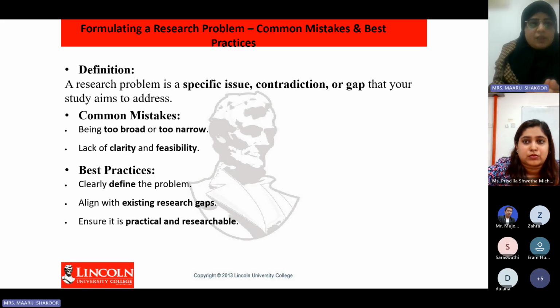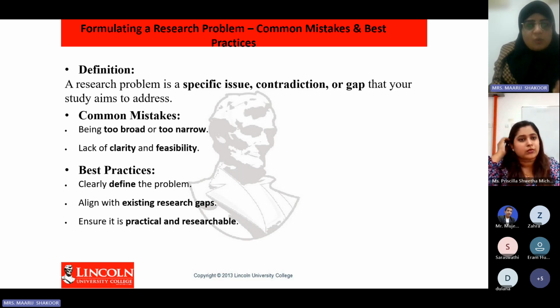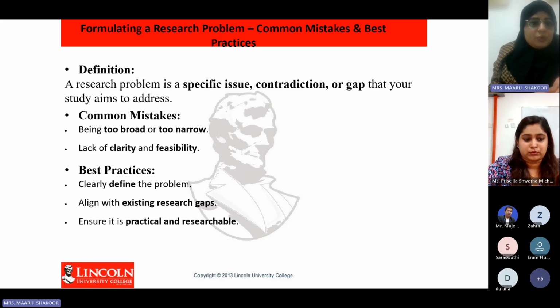Yes, what is a research problem? Formulating a research problem: how we can define it, what the common mistakes are, and what the best practices are. A research problem is a specific issue, contradiction or gap that your study aims to address, as I already told you. Common mistakes are being too broad or too narrow. How is it too broad? I will give you an example. Another mistake is lack of clarity and feasibility.